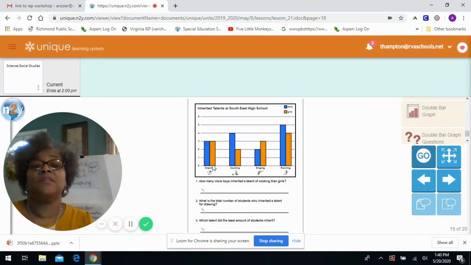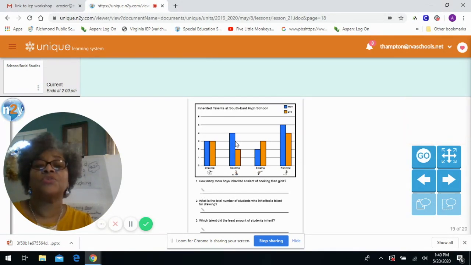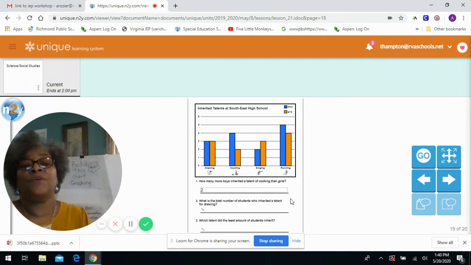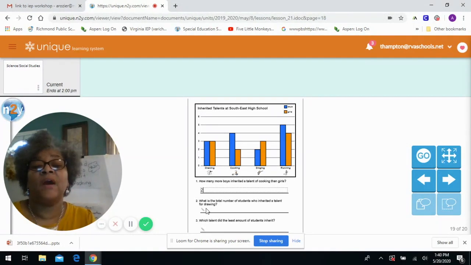All right, it says, how many boys inherited a talent of cooking than girls? All right, so we have 4 boys, and how many girls? 2. Now it says than. Than is a Q word for subtraction. So the answer would be what? So you subtract 2 from 4, and it will be what? 2.